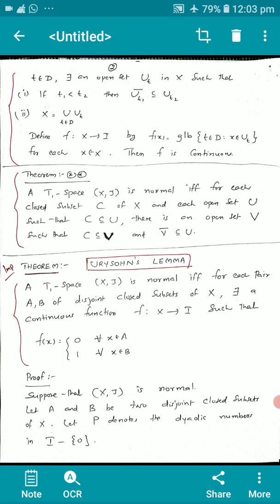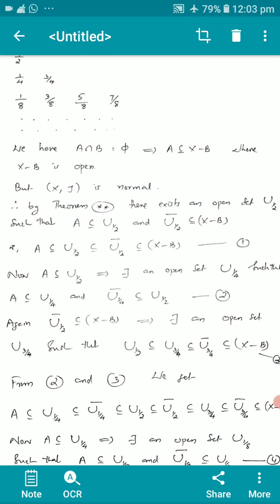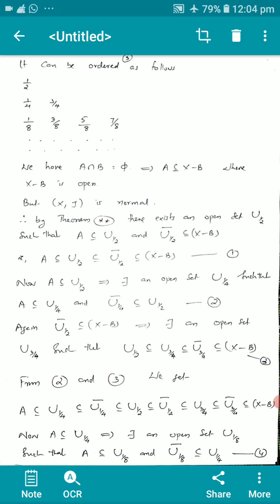It's also given in the statement that capital P denotes the dyadic numbers in I minus {0}. Then it can be ordered as we discussed earlier: 1/2, then 1/4, 3/4, 1/8, 3/8, 5/8, 7/8, etc. So we have A intersection B equal to the empty set.